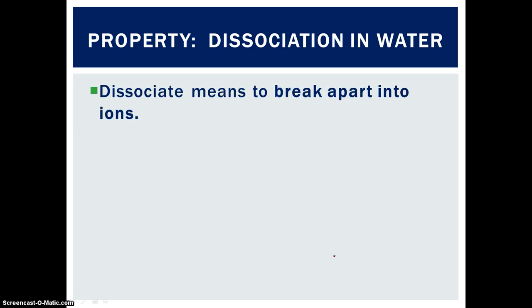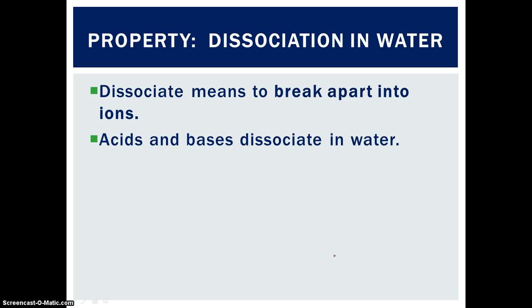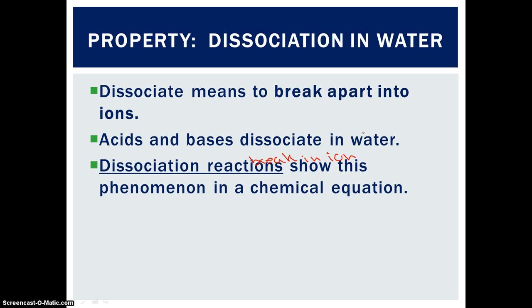So, what does this idea of dissociate in water mean? To dissociate means to break apart into ions. So acids and bases dissociate in water is what we say. It means acids and bases break apart into ions in water. Dissociation reactions show this phenomenon in the form of a chemical equation.